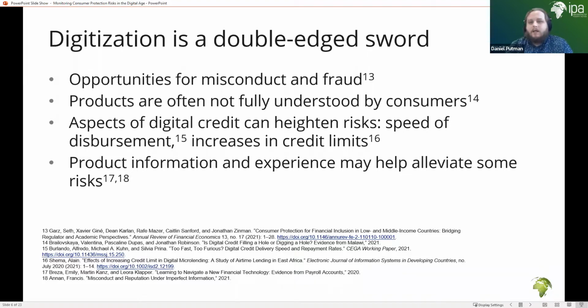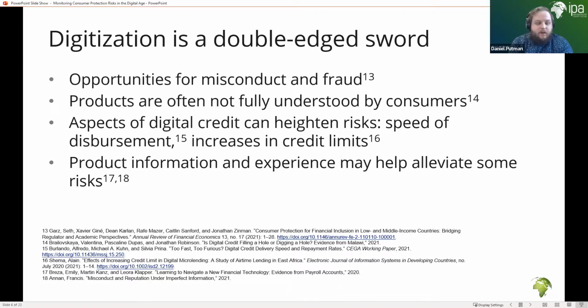But on the other hand, there's new risks that have come out of digital financial services, these opportunities for misconduct and fraud, potentially agent fraud, potentially different situations when you're cashing in or cashing out with a mobile money product. The products are not always fully understood by consumers. When you quiz them on how they work, they won't always get the answers right, and so that's important. There's specific aspects of the digital credit products in particular that can heighten risks, for example, the speed of disbursement.